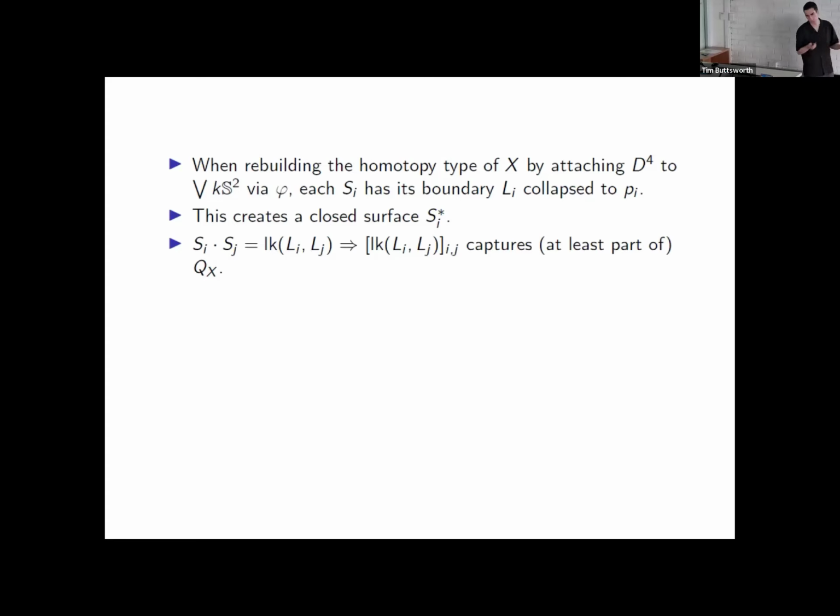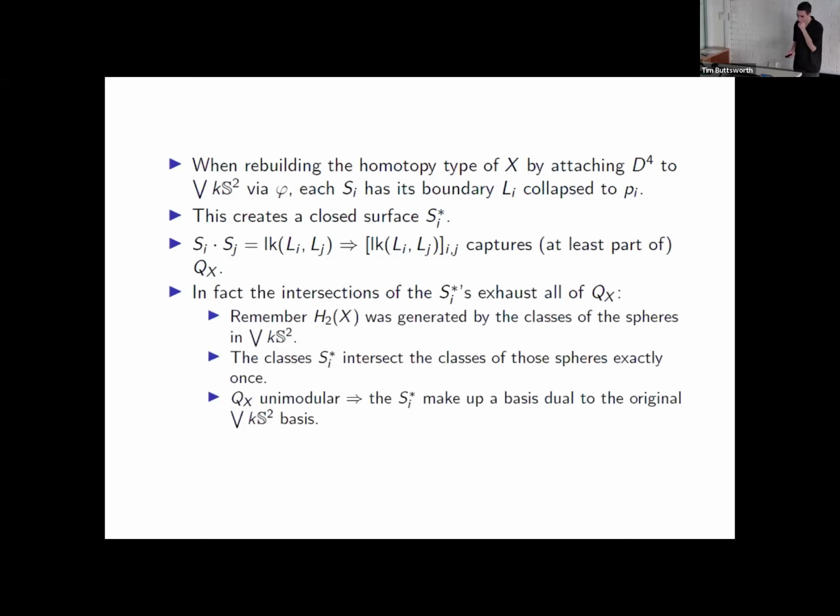But then the thing to keep in mind is, maybe I haven't captured everything, maybe there's other stuff that could be going on. So how can you see that the intersections of these surfaces give me everything? What would suffice is to show that these surfaces give me a basis for my second homology. How can you see this? Remember we said that H2 was originally generated by this wedge sum of two spheres.